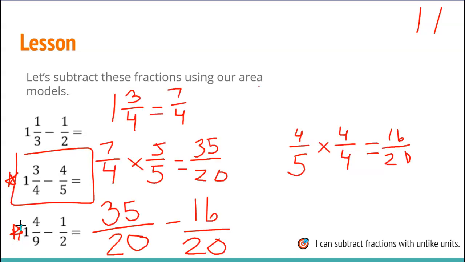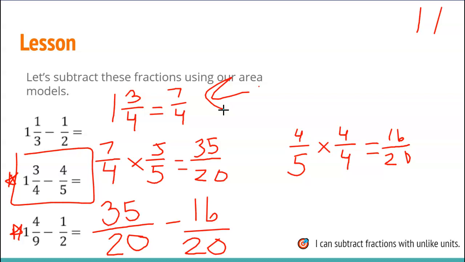All right, so let's go over this first one first. So I have 1 3/4. I know that's the same as 7/4, because 1 is the same as 4/4. I had 3/4 already, so 4/4 plus 3/4 gives me 7/4. I'm going to rename. I went ahead and used my identity property, but you could absolutely use your area model if you want. 7/4, I can rename that by multiplying by 5/5 to get 35/20. I can do the same thing with 4/5, this time multiplying by 4/4 to get 16/20.